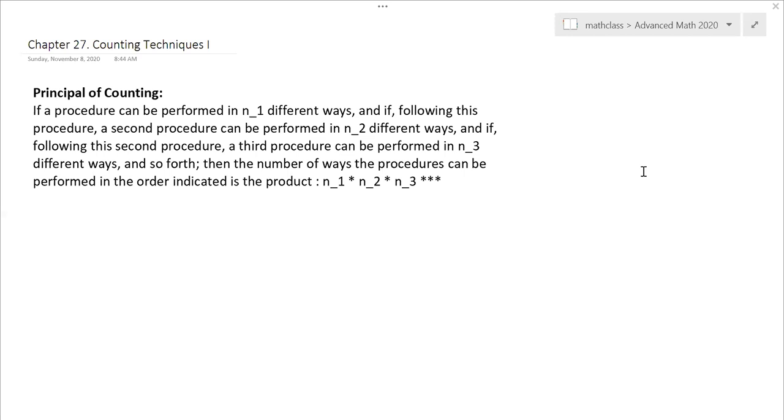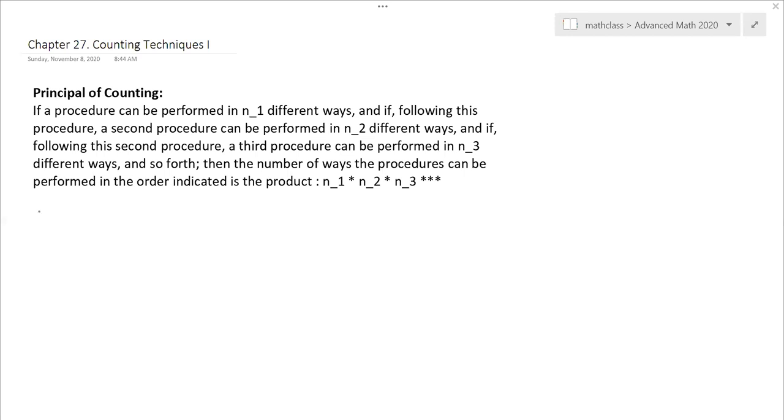Okay, so if a procedure can be performed in several steps, and each step you have several ways to do, then the number of ways the procedure can be performed in the order I indicate is the product of those numbers. Okay. So using this principle of counting, let's try to figure out the formula.